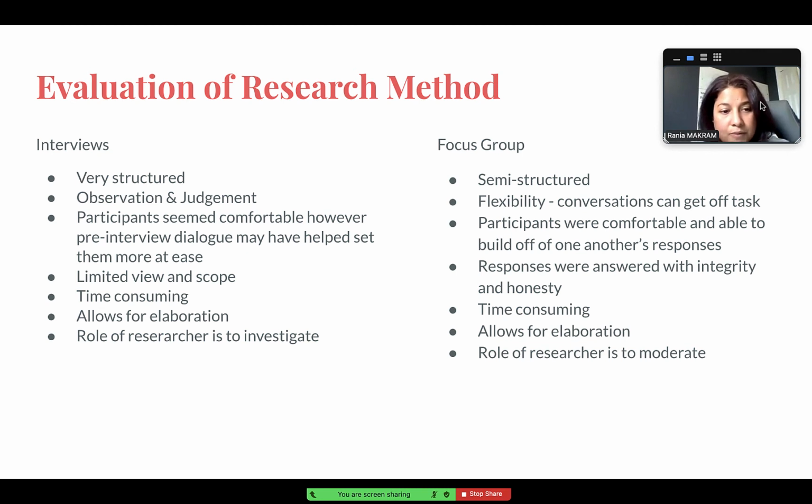Interviews, limited view and scope. For focus group, responses were answered with integrity and honesty. Time consuming for both, allows for elaboration for both. And the role of researcher is to investigate in the interviews, but for focus group, role of researcher is to moderate.